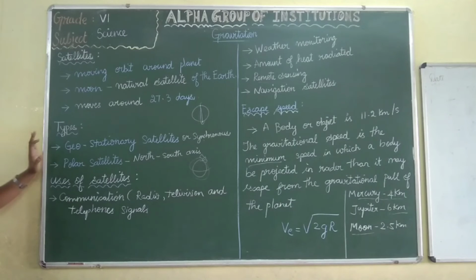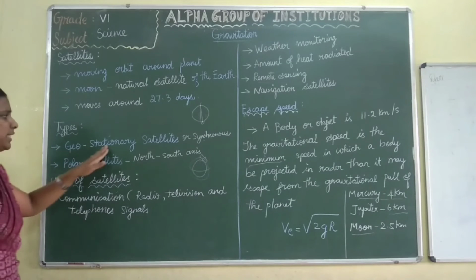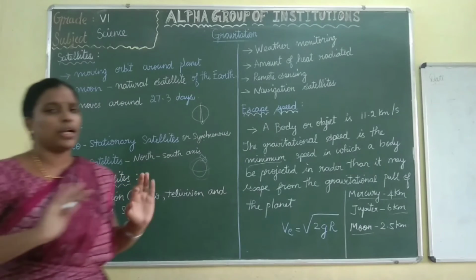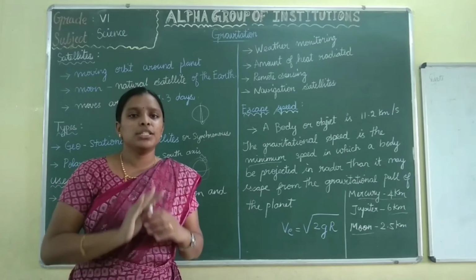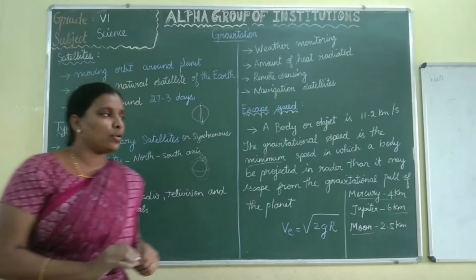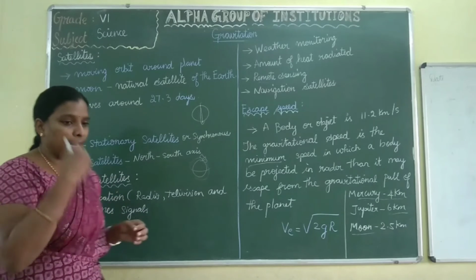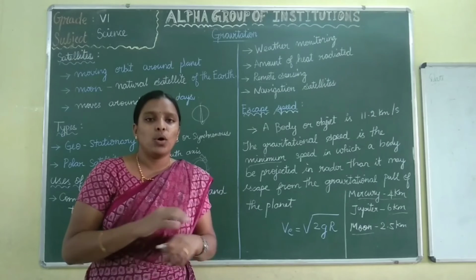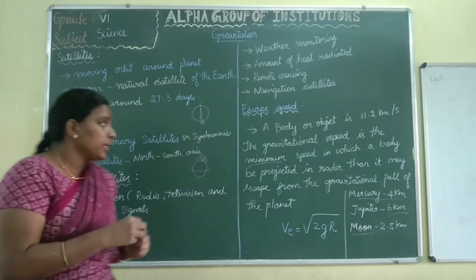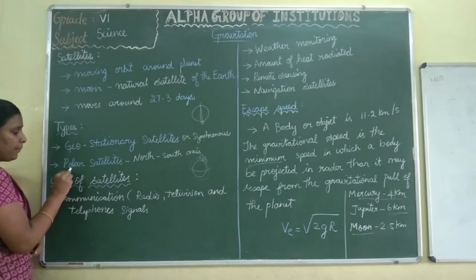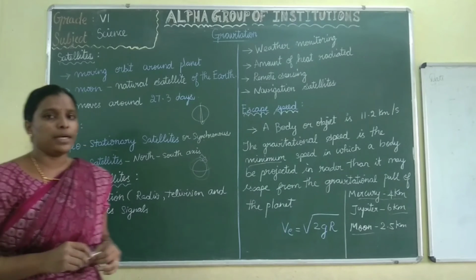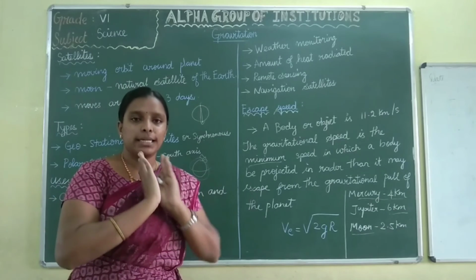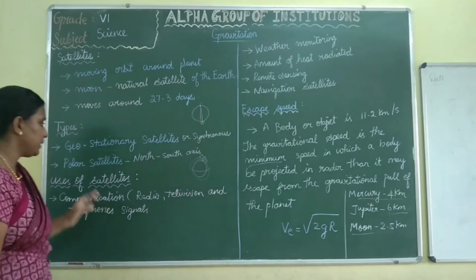Then come to the geostationary satellite. A geostationary satellite is used for all the communication devices. Whether you are communicating by mobile phone, telephone or television, everything is telecast because of the geostationary satellite. Then come to the polar satellite. A polar satellite moves only over the poles, north to south. That revolving satellite is known as a polar satellite.